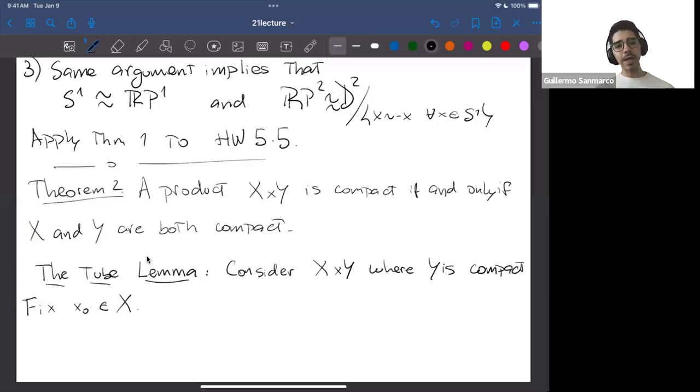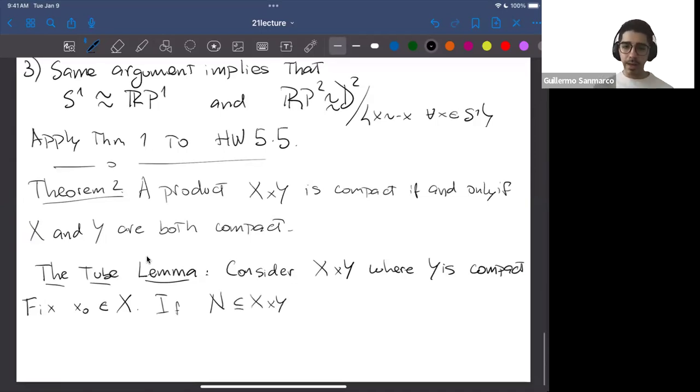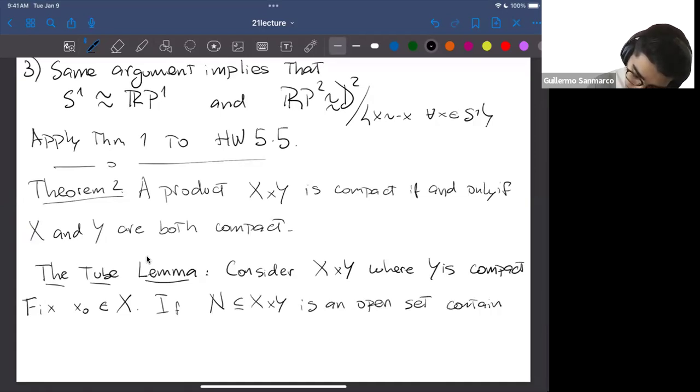It's called the tube lemma because it's going to give me something called a tube neighborhood. So whenever we have a neighborhood N inside of X cross Y that is an open set that contains this, it is called the slice at x naught. It's the slice because I'm taking x naught and multiplying the singleton with the entire Y.